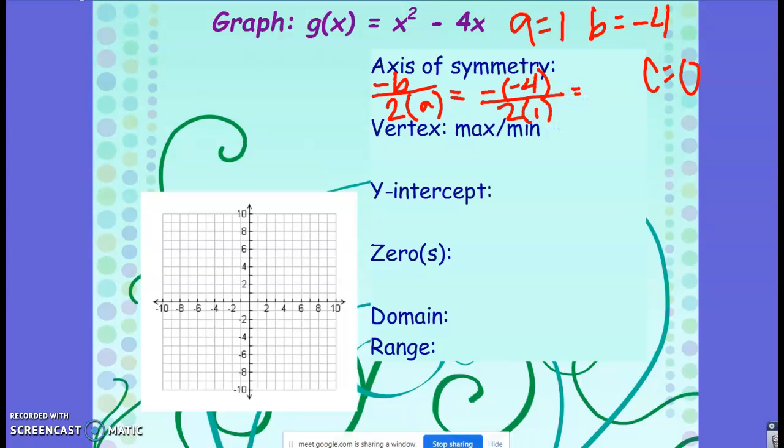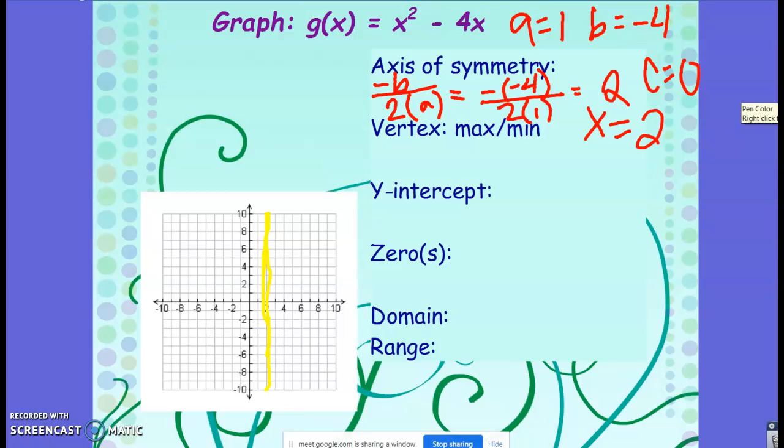So the opposite of negative 4 is positive 4. Divided by 2 is 2. So our axis of symmetry is going to be at x equals 2. Because remember, it's always written as x equals because it's a vertical line. So I'm going to do my best to draw a vertical line where x equals 2. Whoa. Well, you know, it's all good. It's semi there. All right. Not my best work, but it'll do.